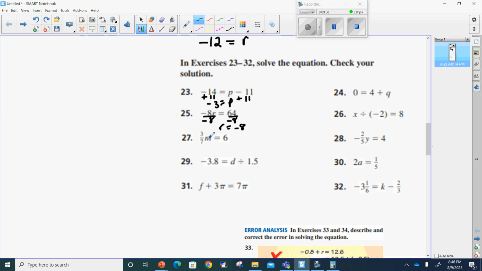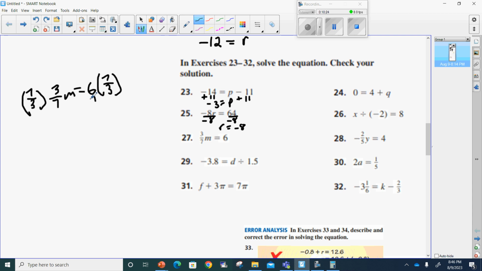Next, we got 3 over 7m equals 6. I'm going to do that work over here since I'll need a little more room. 3 over 7m equals 6. To get m by itself, I'm going to have to multiply it by the inverse, which is 7 over 3. Whatever I do to one side, I do to the other side, which means I'm going to take 6 and multiply it by 7 and then divide it by 3.